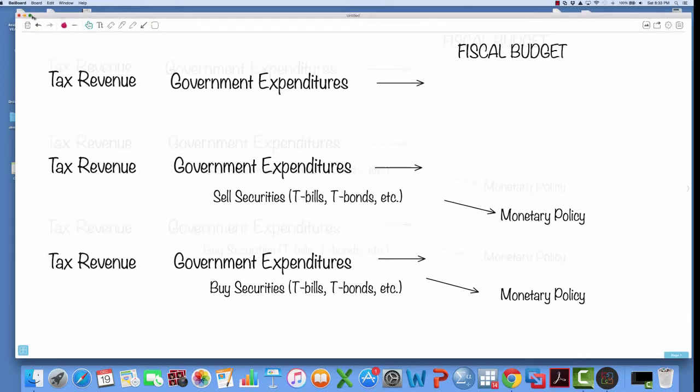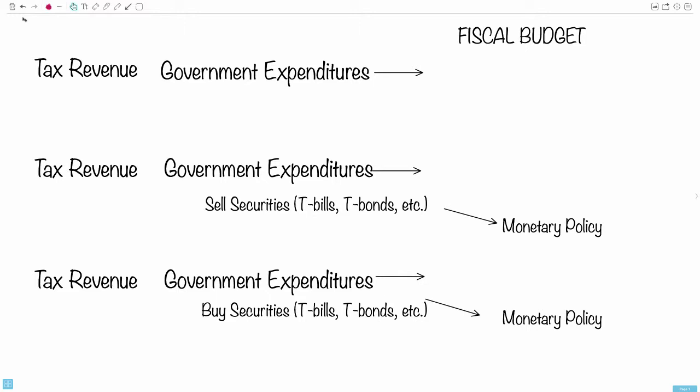Hello everyone. In this chapter, in this clip, I want to explain a basic relationship between fiscal policy and monetary policy. Normally, we think of these two policies as completely unrelated, that they have no relationship with each other, but well, that's not the case. I'm going to explain to you why.